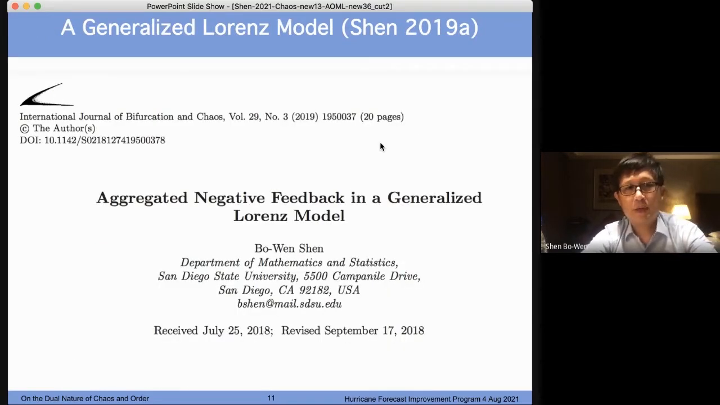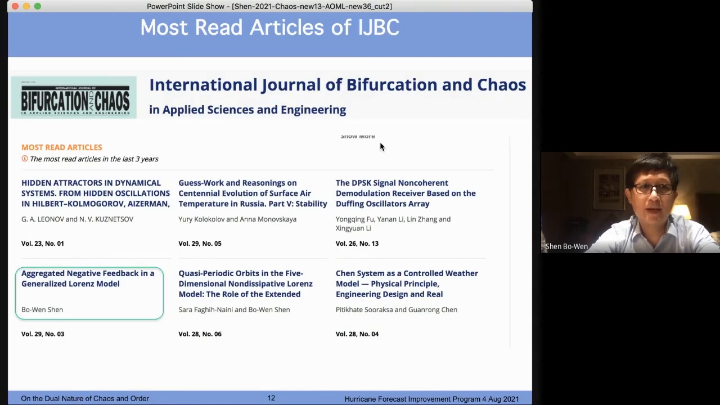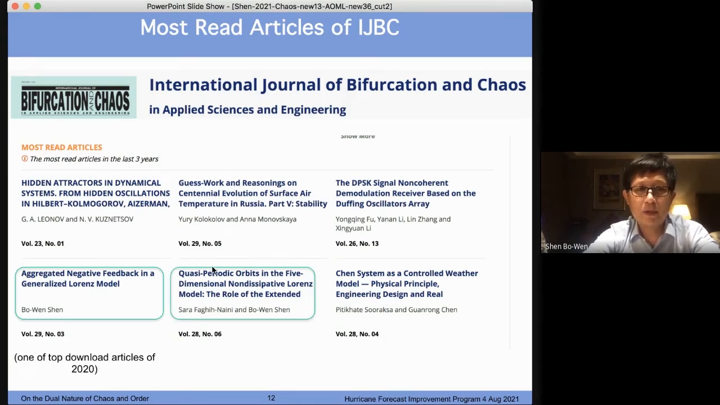GLM was first published in an IJBC article in 2019 entitled Aggregated Feedback in a Generalized Lorenz Models. IJBC stands for International Journal of Bifurcation and Chaos. Currently, this paper is listed as one of the most read articles by IJBC. On the same list, I have another paper with my students, and this paper was selected as one of the featured articles for 2018.